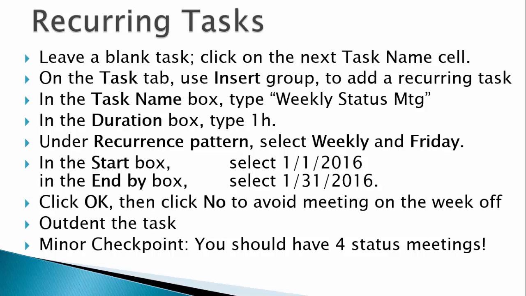In the duration box, put 1H to represent a 1-hour meeting. In the recurrence pattern, we want the meetings to occur weekly on Fridays. Our start date is 1/1/2016, and our end by date is 1/31/2016. We also want to avoid having project status meetings when the whole team is scheduled to be off.